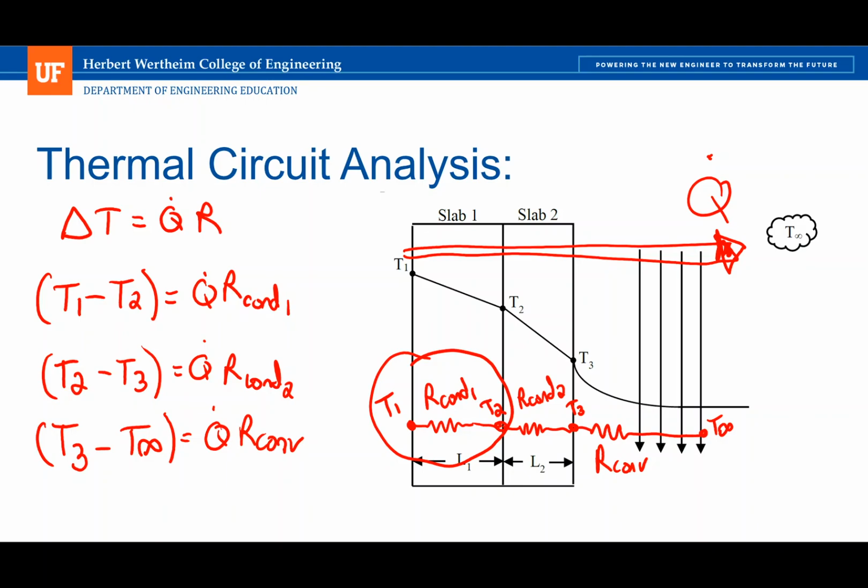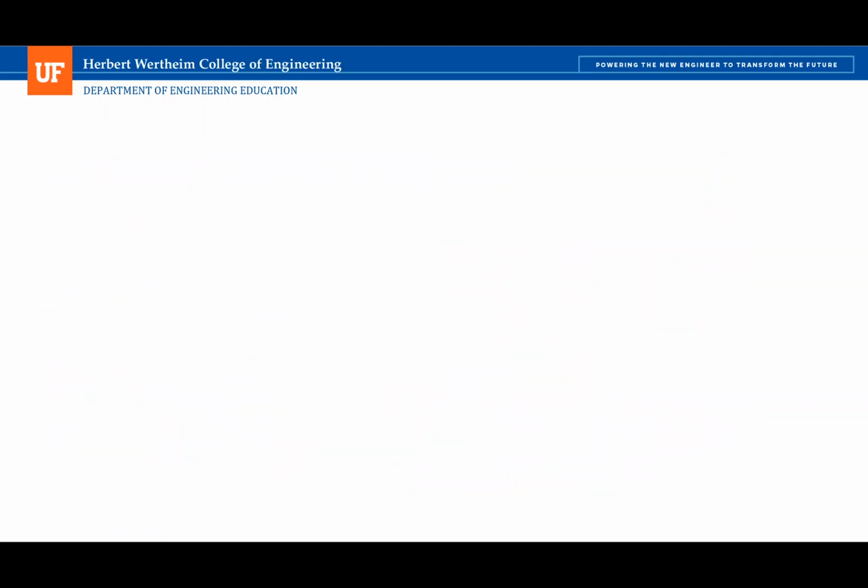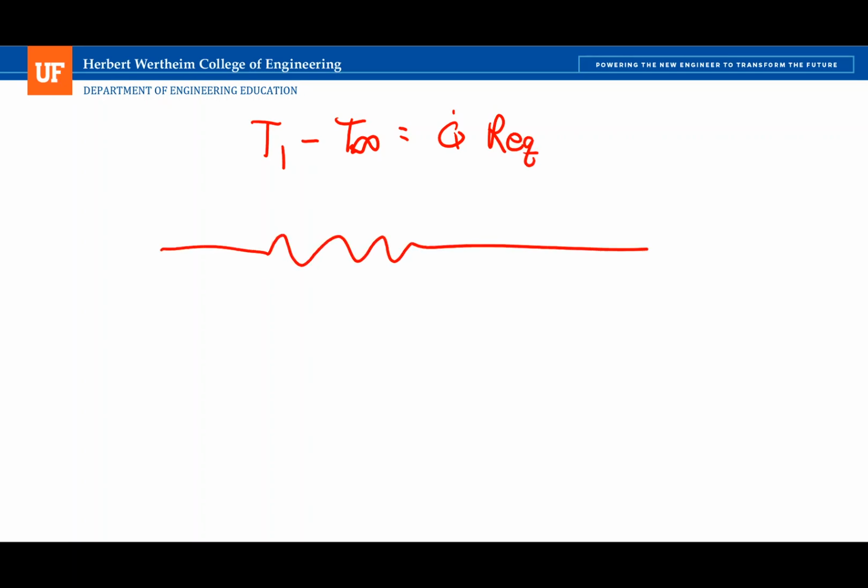Now, let me say one more thing about this. As part of the thermal circuit analysis, the cool part is that we can combine all of these 3 individual resistors together to form one equivalent resistor. This equivalent resistance would have an equation that looks like T1 minus T infinity, again, bigger temperature minus smaller temperature always, is equal to Q dot times R equivalent. I'm basically replacing all 3 of those circuits with one total circuit. There's my T1, there's my T infinity, both sides of the system, and my R equivalent is just the series sum: R conduction 1 plus R conduction 2 plus R convection.